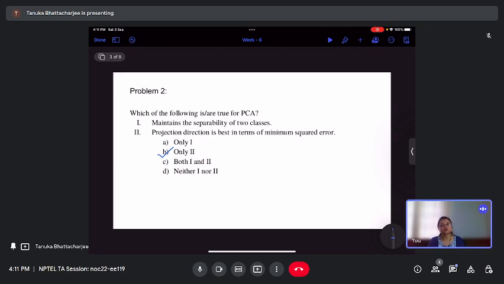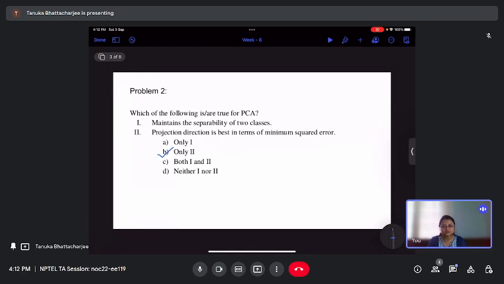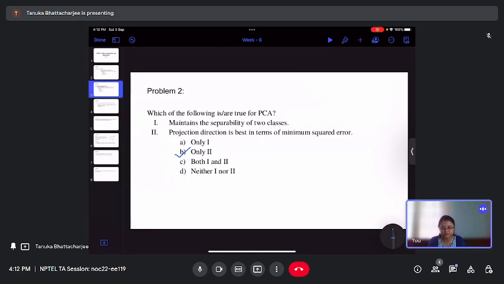The guarantee is only that the squared error between your projection and original feature vector is the minimum. So it is the best representation that you can get in that particular lower dimension. But what happens to the separability of classes is not guaranteed because that information is not even used in PCA. Okay, if anyone has any question, you can put it in the chat. I will move on to the next question.